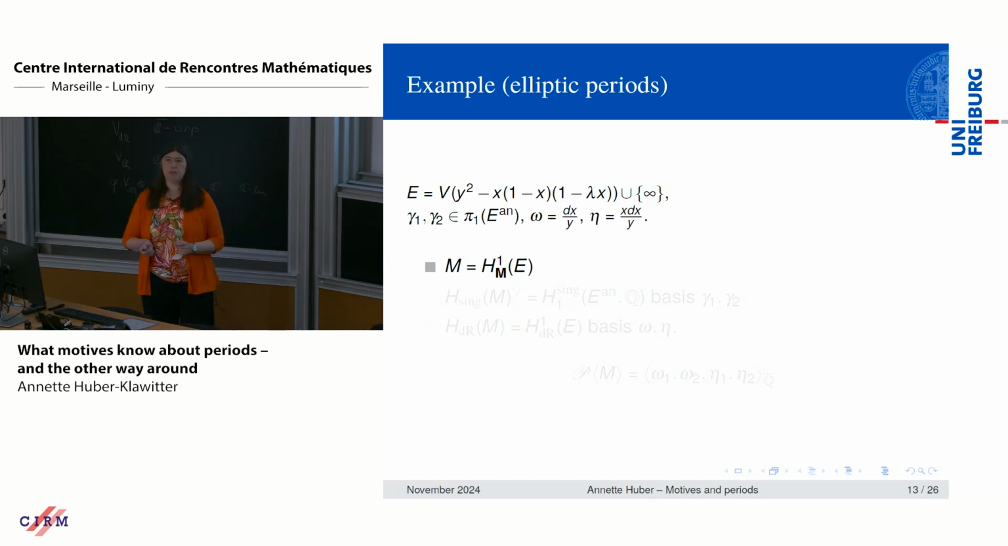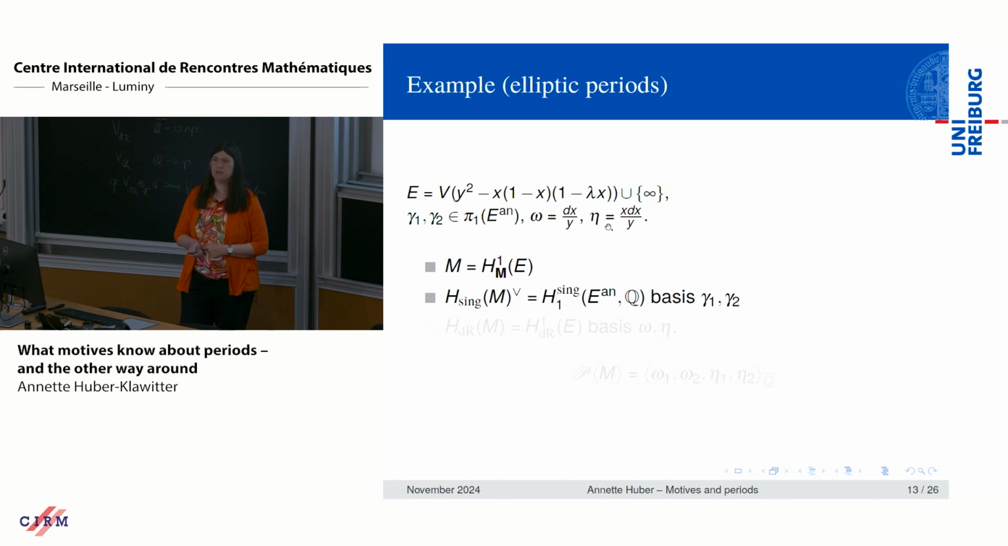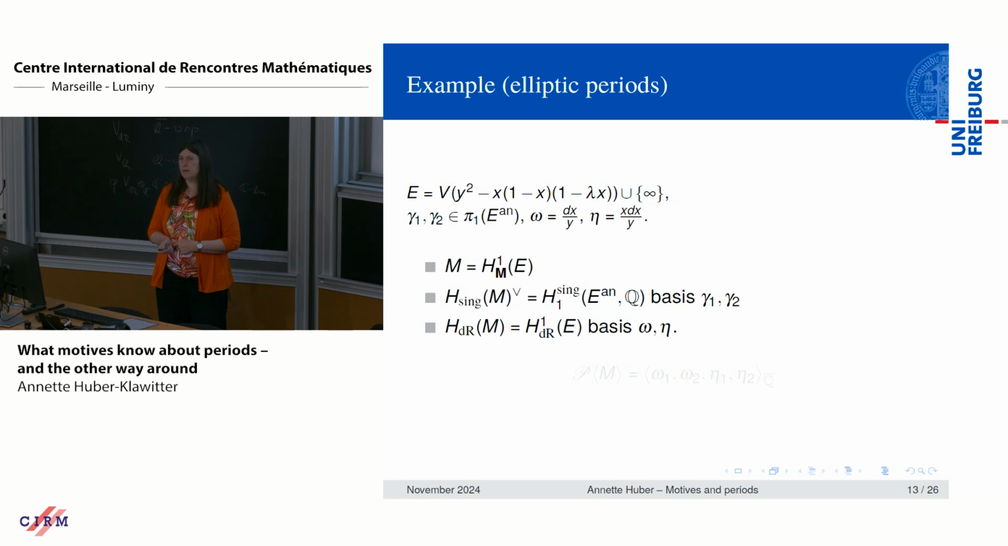So the motive I want to consider here is again H1 of an elliptic curve. Its singular realization has this basis, gamma 1, gamma 2. And okay, this is a proper variety, and then you have to worry about what the de Rham cohomology is. How do you compute de Rham cohomology of something projective? It's not affine. You have to cover it by affines and then work it out.